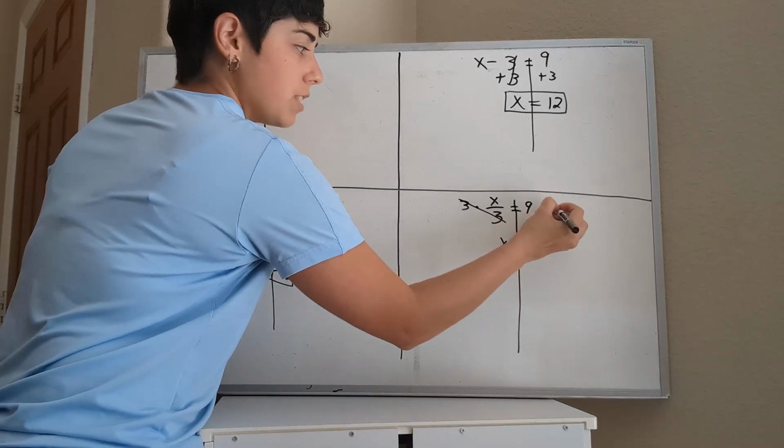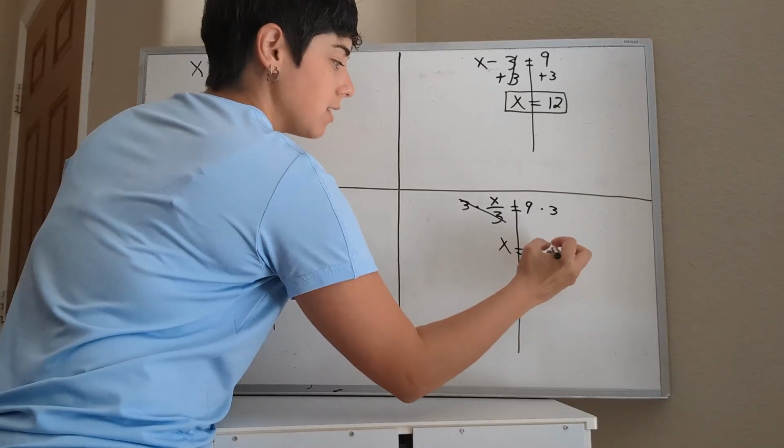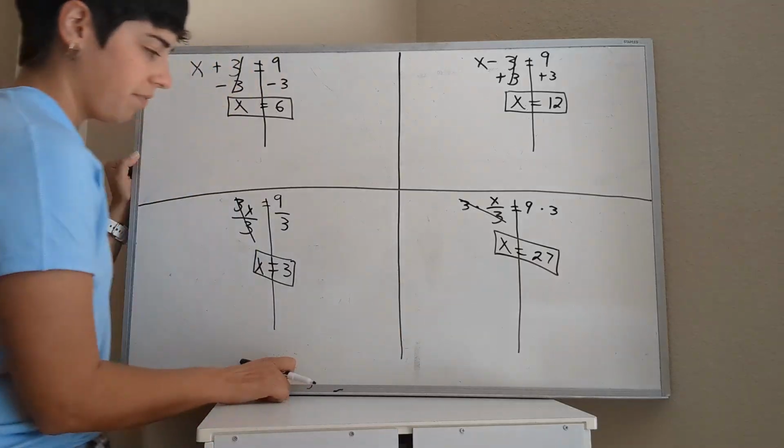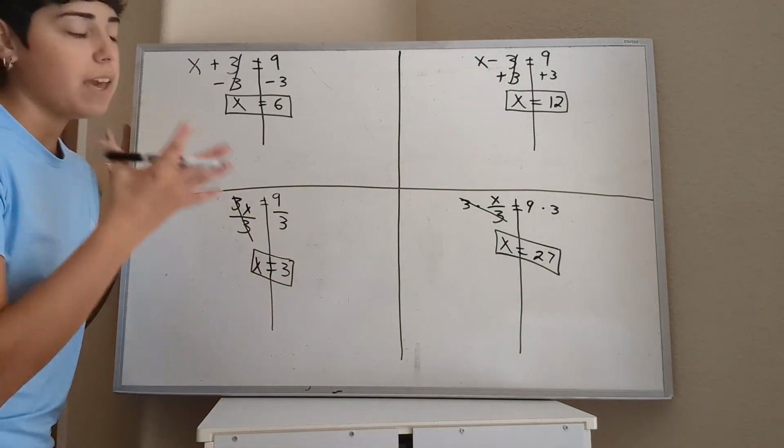Now we know we have to do the same thing to both sides, so I'm going to multiply that 9 by 3. And I get that x is equal to 27. And those are all the possibilities you may have when you have a one-step equation.